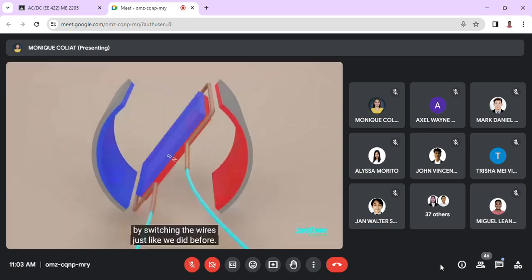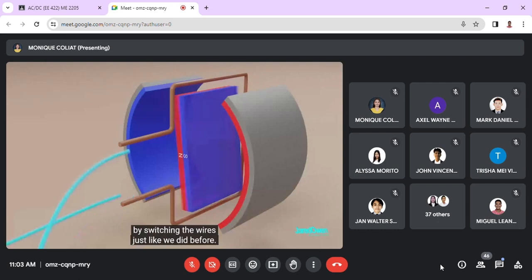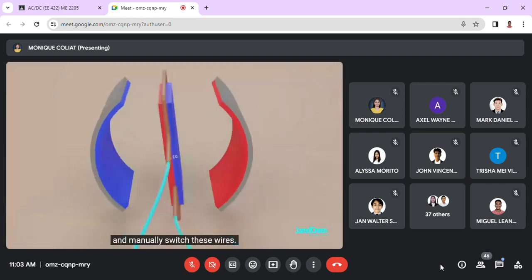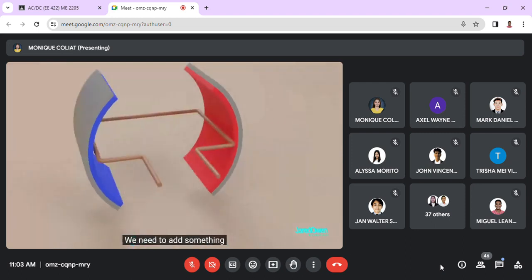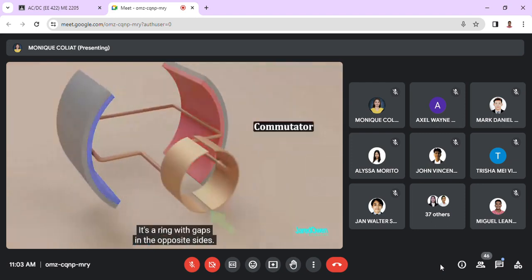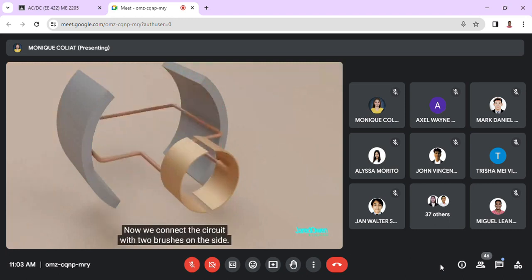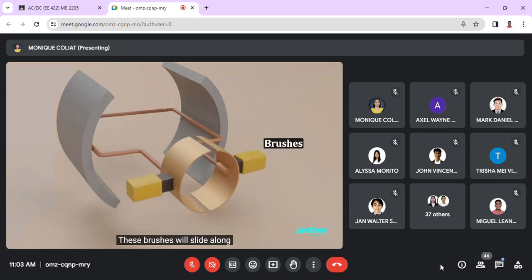But this is a lot of work to sit here and manually switch these wires. We need to add something to the armature called a commutator. It's a ring with gaps on the opposite sides. The commutator will spin along with the armature. Now we connect the circuit with two brushes on the side. These brushes will slide along as the commutator spins, and they are spring-loaded so that they always maintain contact.